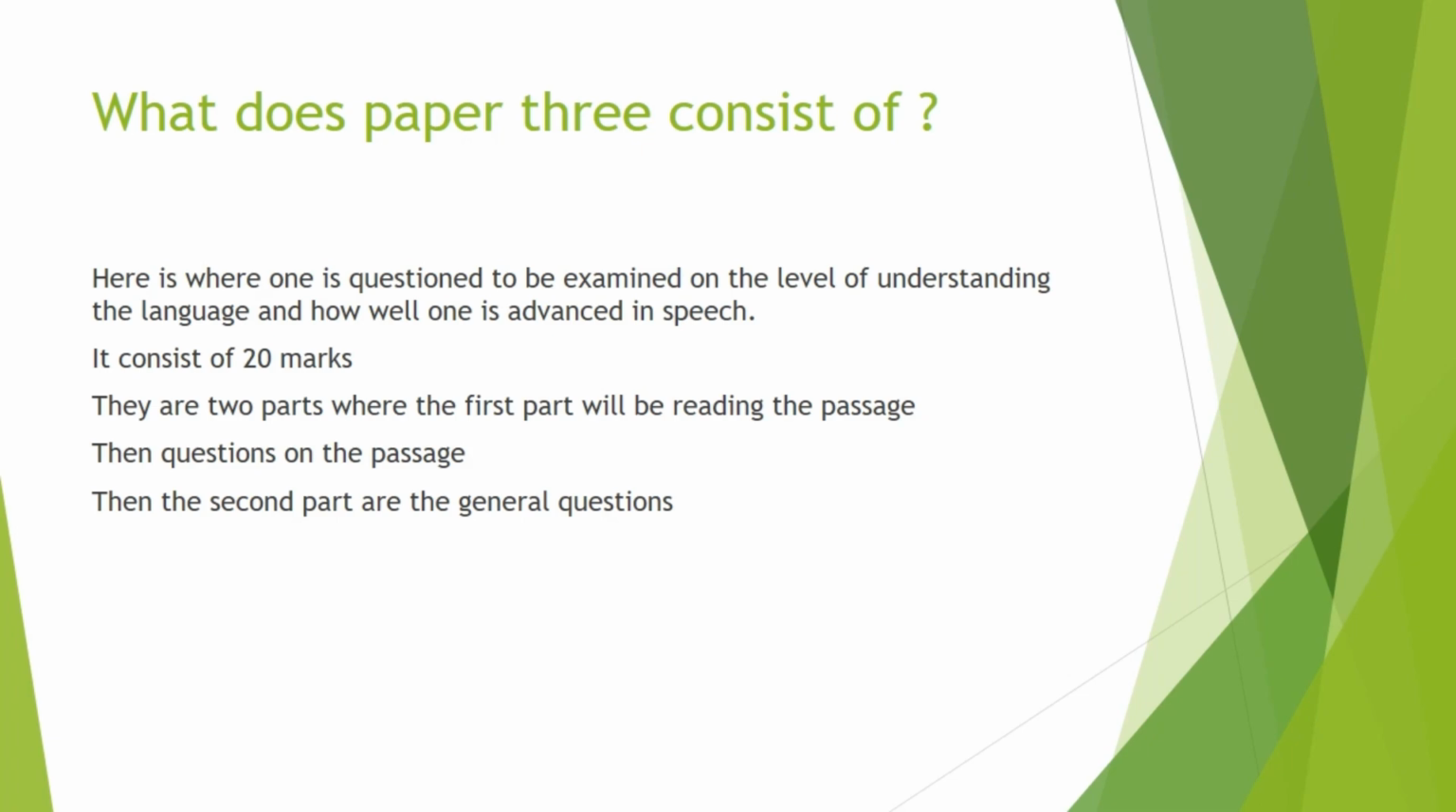Then the paper 2 is the one consisting of 60 marks. So there are two parts, where the first part will be reading the passage, then questions on the passage, and then the second part are the general questions. So this is how it's usually done. You'll be in a room, all of you as candidates, and then there'll be a place whereby the examiner will be there with a bench and the chair, and then there's another space, a space that there's only one chair. So one of you is called according to the index and is given the passage.